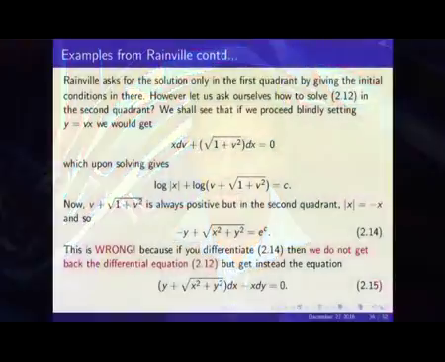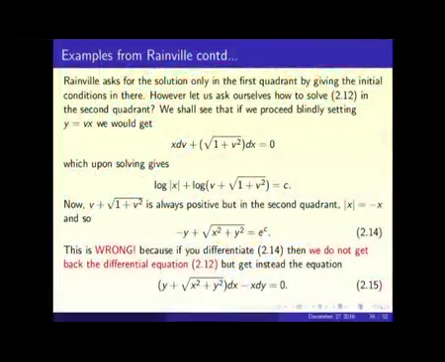Remember that I carefully told you that if the differential equation is only positively homogeneous, stay in the first quadrant and all's well. If you move to the second quadrant, caution is needed. Greater caution is needed, because if you simply go through the procedure blindly, you will get the wrong answer. And here is the example. If you differentiate 2.14, what you end up with is equation 2.15, which is not the original differential equation.